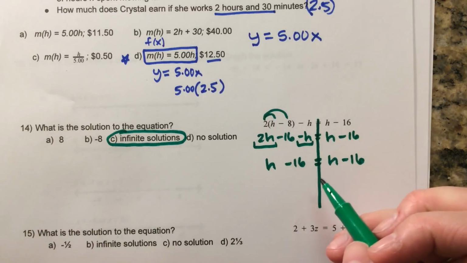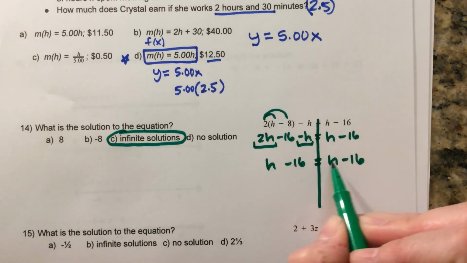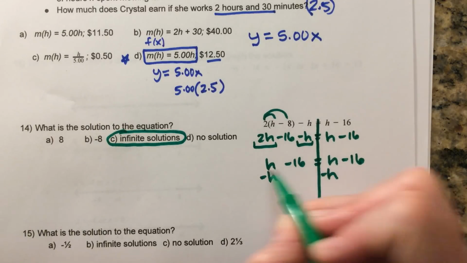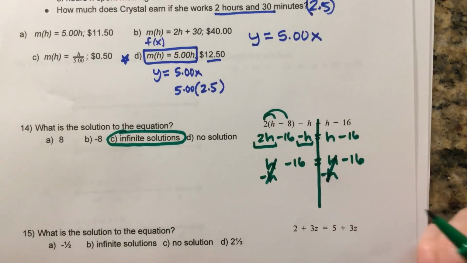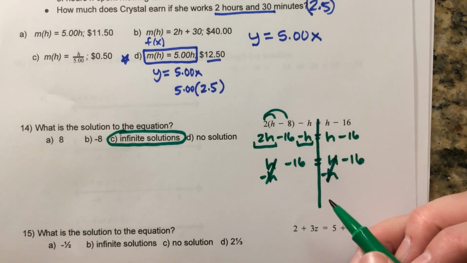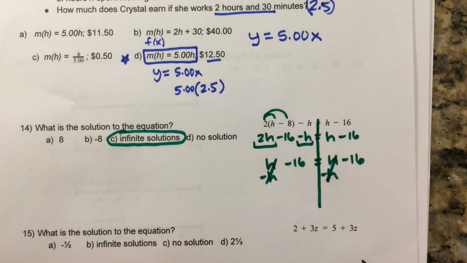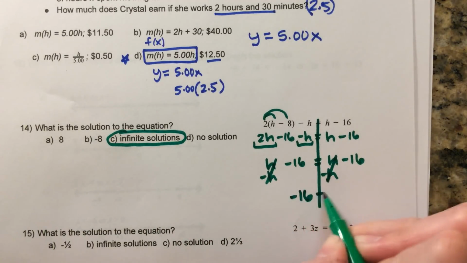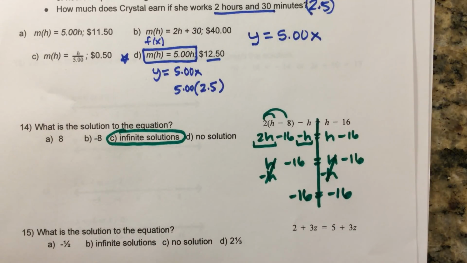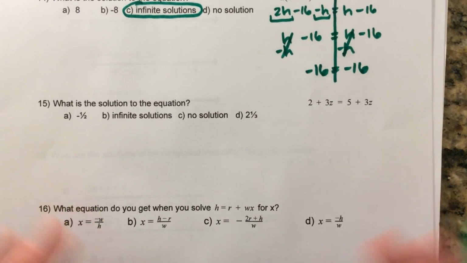If I wanted to take it further, I know that they both have an h on both sides, and so if I were to remove that, like I could subtract h here and subtract h here, that variable cancels out. So I can't solve for the variable. And when the variable cancels out, I know that the answer is going to be either infinite solutions or no solution. So here I have negative 16 is equal to negative 16, and because this is true, the answer is infinite solutions.